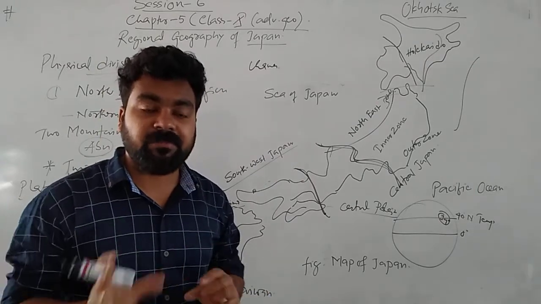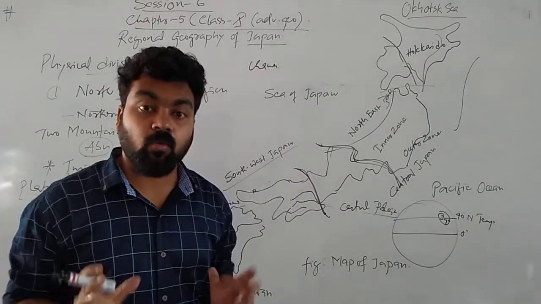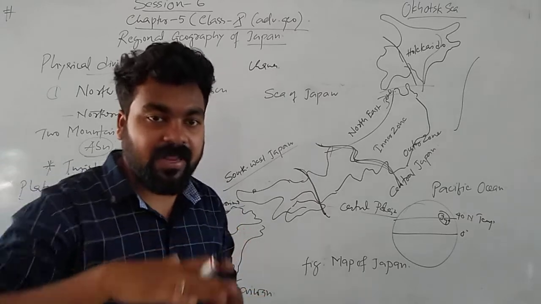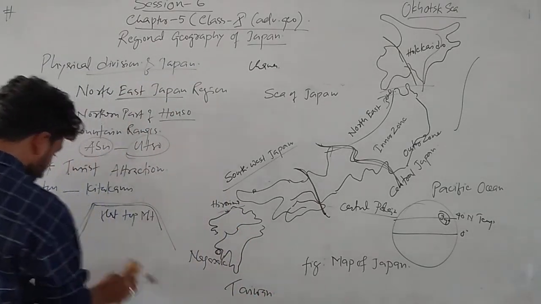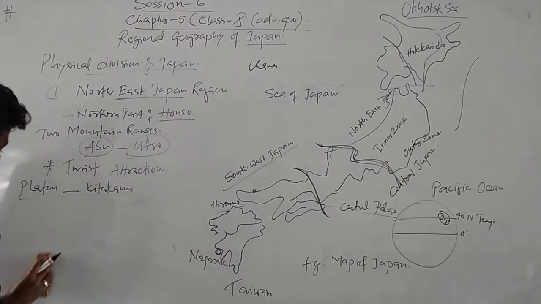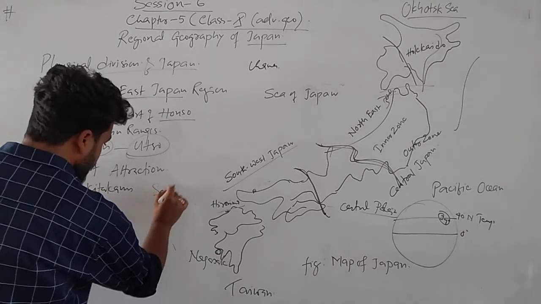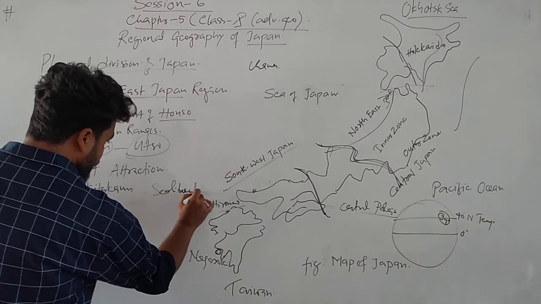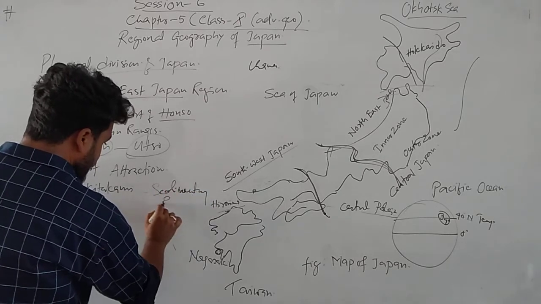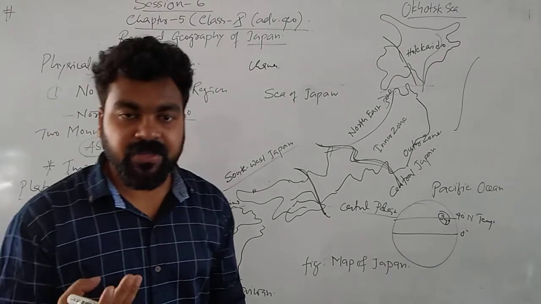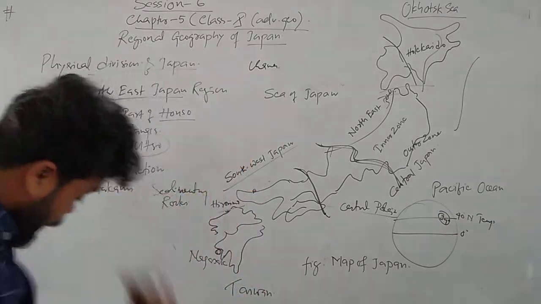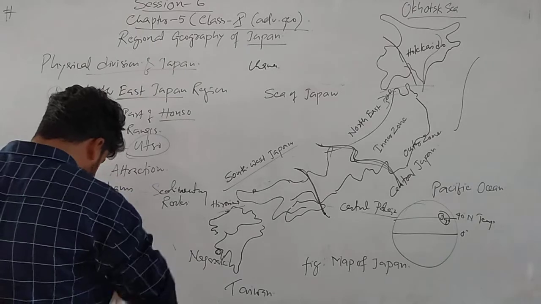That's why it is called a plateau. Like the Pamir Plateau. The Pamir Plateau is called what? That is the roof of the world. But Pamir, the top is flat. That's why it is called a plateau. Okay. This Kitakami Plateau is formed by sedimentary rocks. Do you know sedimentary rocks? Different types of rocks are there: metamorphic, sedimentary, igneous, right? So this is formed by the sedimentary rocks.